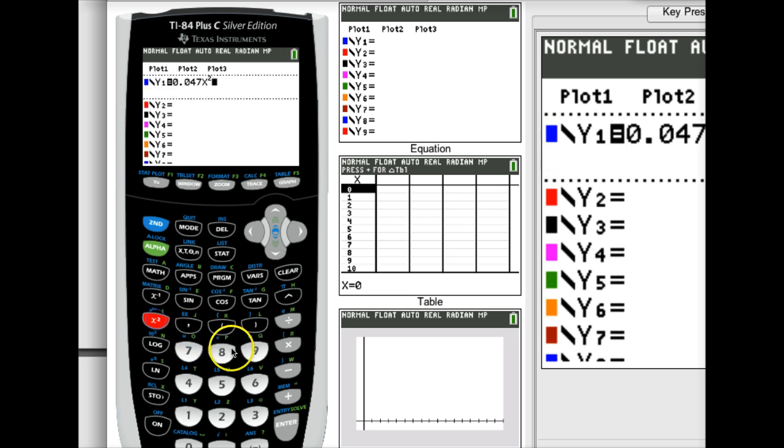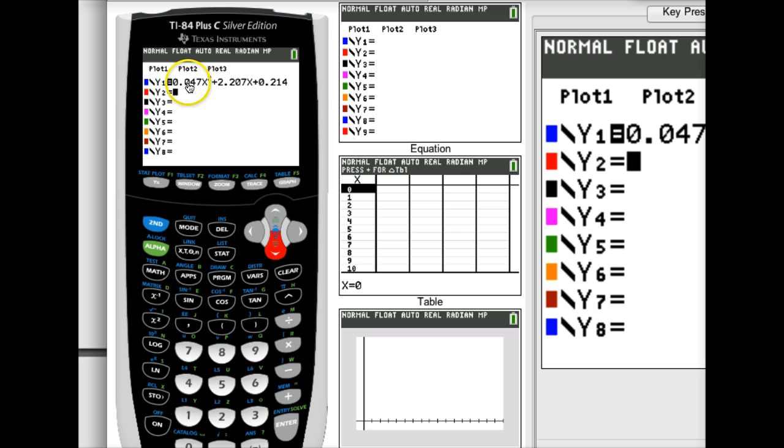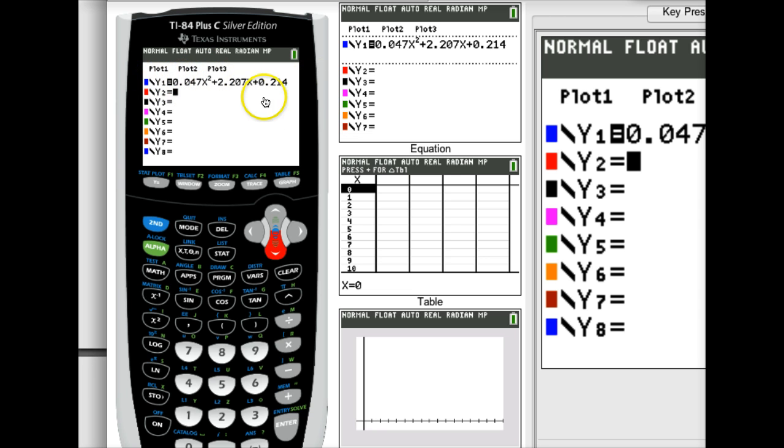0.047x squared plus 2.207x plus 0.214. So that was the quadratic equation that the regression gives you for the car. That should be in your Y1. Again, yours won't be rounded, so yours will be better, and your answer should give you what I have on the answer sheet.